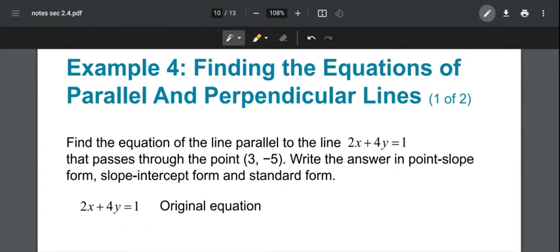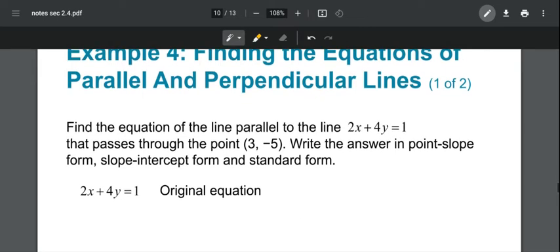So example 4, we continue with parallel and perpendicular lines. And in example 4, we have to find the equation of the line which is parallel to 2x plus 4y equal 1, that passes through the point (3, negative 5). And we need to write the answer in point-slope form, slope-intercept form, and standard form.